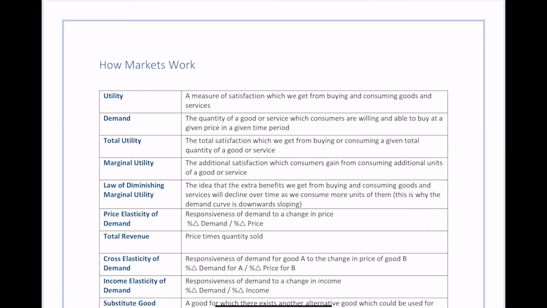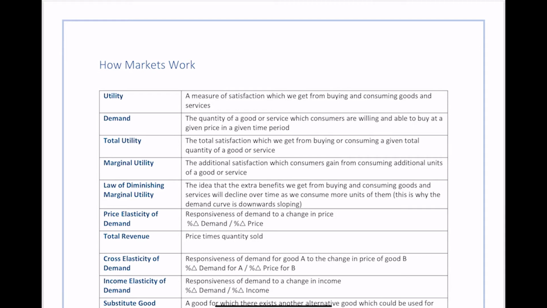So total utility is just the total satisfaction you get from buying and consuming a given total of a good or service. So it's kind of like saying, if I buy 10 cars or if I buy 10 chocolate bars or 10 items of food, what is my total utility? Or it could just be if I go shopping and I buy a lot of different things, if I add up all the different utilities from all the different things I bought, then that would be my total utility.